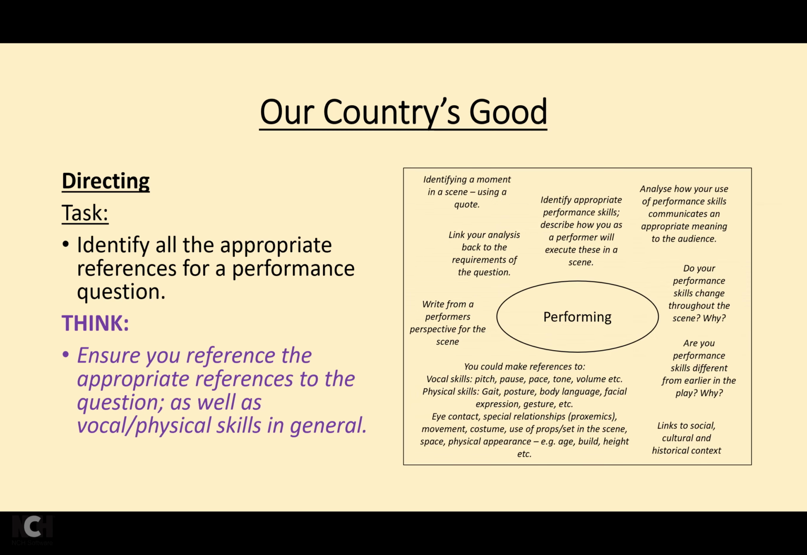Okie dokie then. So, what I'm going to do is go through the information with you that is on the right of your screen. These are all things that we might look to identify within a performance question, taking on the role of a performer. So, we need to start off by identifying a moment in a scene, and we need to use a quote to support that. We really need to pinpoint that for our reader. We then need to identify appropriate performance skills, and we need to describe how you as a performer will execute these in a scene. So we need to use correct terminology there.